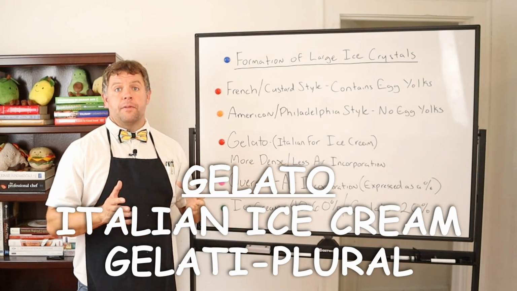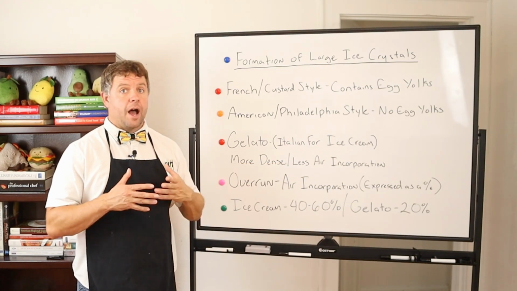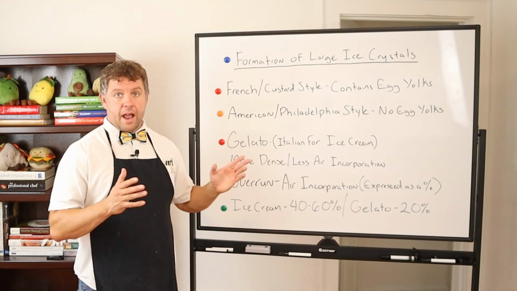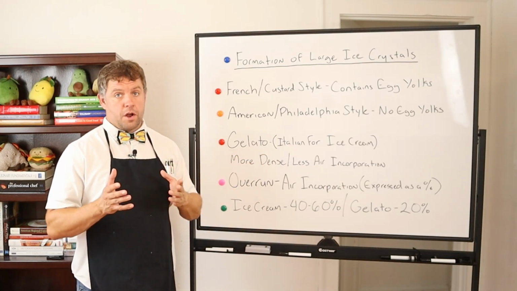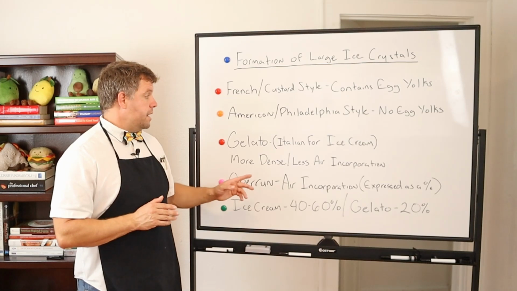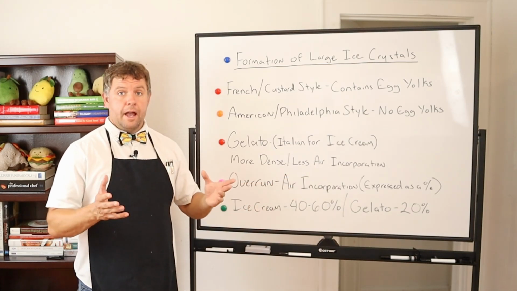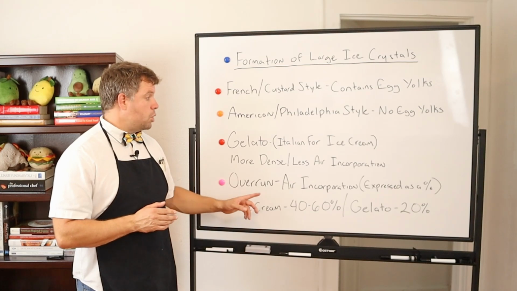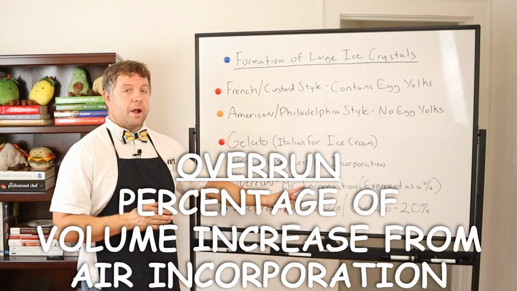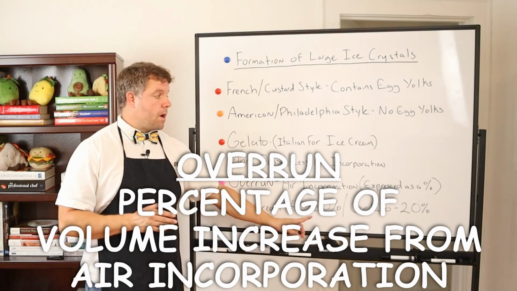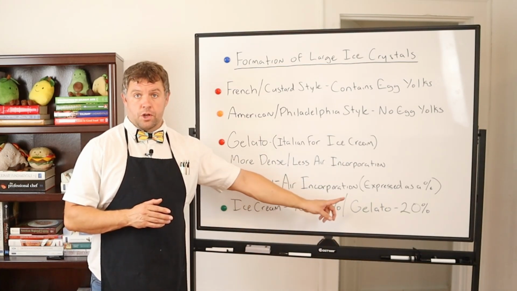And there's a lot of stuff out there on what the difference between gelato and ice cream is. A lot of them claim gelato doesn't have cream or it doesn't have egg yolks. That's not consistent across the board. What is consistent though is that it's more dense, meaning that it has less air incorporation during churning. And this air incorporation is referred to as overrun, and it's expressed as a percentage. And ice cream has 40 to 60% overrun, gelato has around 20% overrun.